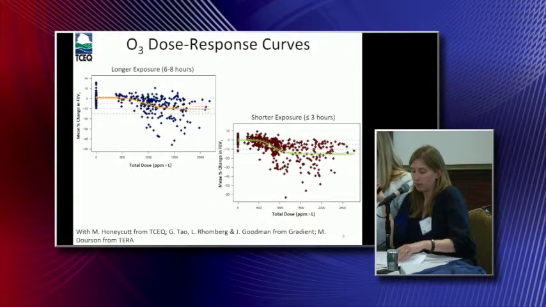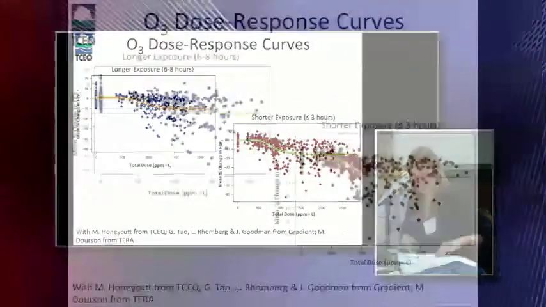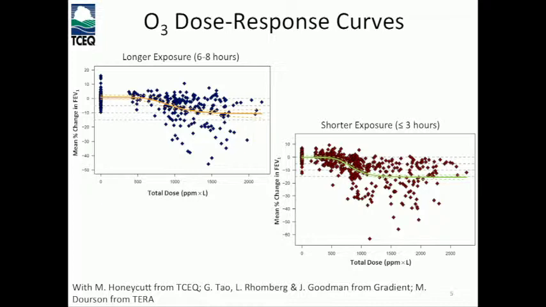I want to show you briefly some work that we've done, and it's worked out well because these are kind of the graphs that show a lot of the data that have been spoken about today. So what you can see here is 2 dose response curves. These are people that have been exposed for either 6 to 8 hours on the left, or for less than 3 hours on the right, to various doses of ozone.